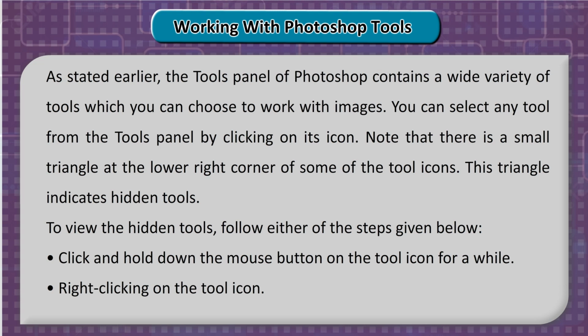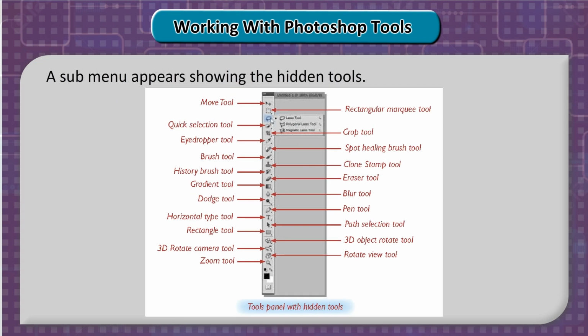To view the hidden tools, follow either of the steps given below. Click and hold down the mouse button on the tool icon for a while. Right-clicking on the tool icon. A submenu appears showing the hidden tools. Tools panel with hidden tools.